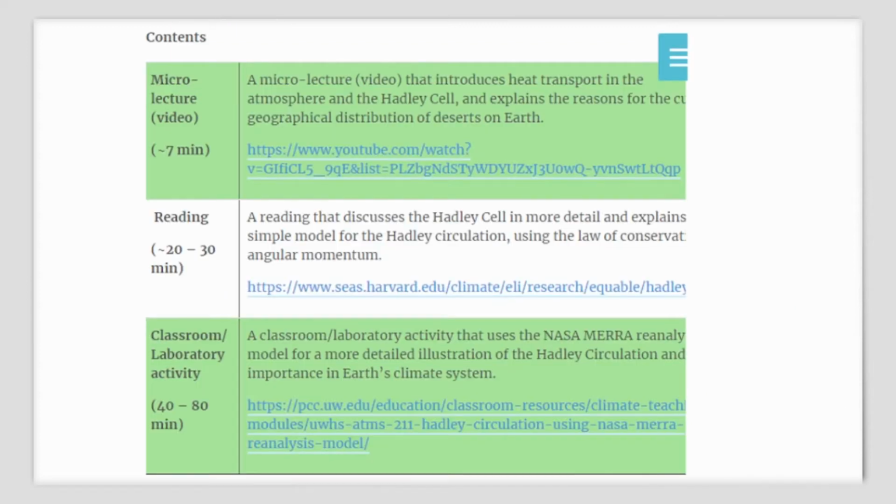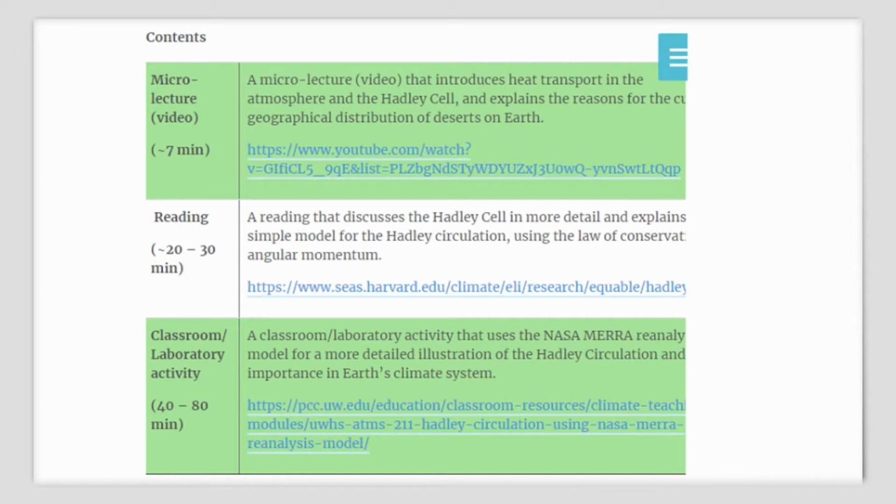This lesson plan includes a short video micro lecture that introduces heat transport in the atmosphere and what the Hadley cell is. It also explains the reasons for the geographical distribution of deserts on planet Earth. Reading, which takes about 20 odd minutes to discuss the Hadley cell in more detail and explains a simple model of the Hadley circulation using the law of conservation of angular momentum. This might be of special interest to physics teachers.